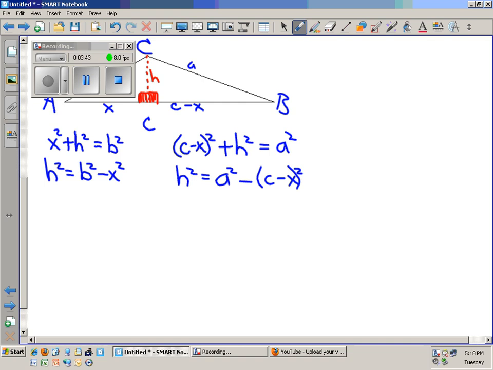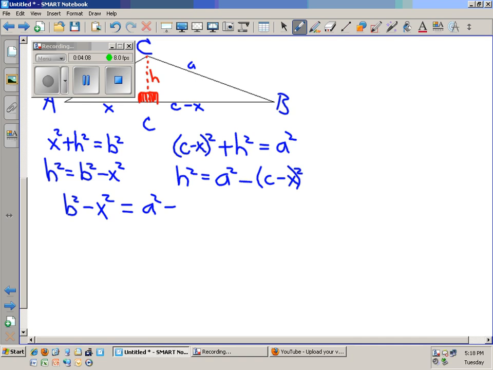Now if they're both equal to H squared, then they're both what? Yes, they're both equal to each other. So I could write B squared minus X squared equals A squared minus, now the C minus X squared, I want to actually work it out.